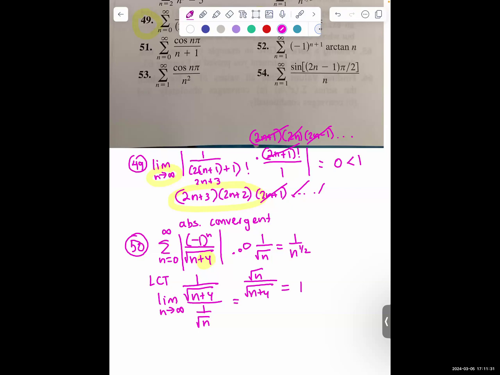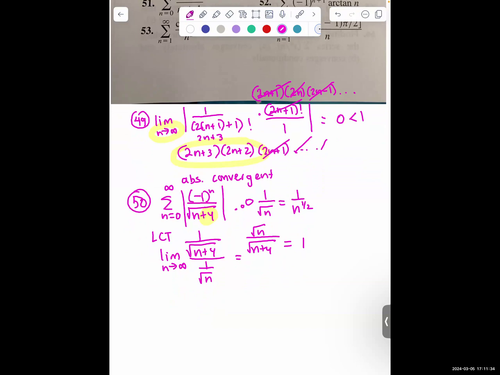Since this is a constant, then I can conclude that it behaves the same way as the series I'm comparing it to. So for this one sentence, if you guys had to write a free response, you would say by LCT to a p-series, name the p-series, because that p-series diverges, then your series that you're comparing it to also must diverge. Now, all of this is just for absolute convergence or not.